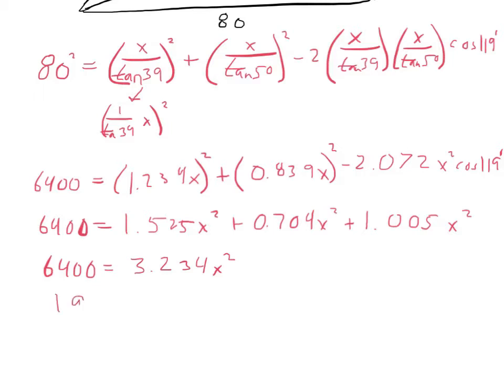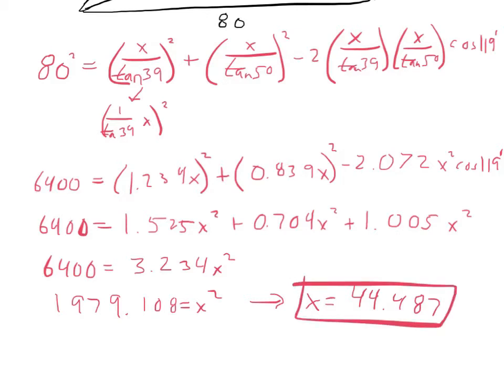So I can divide 6,400 by that 3.23 business. I got 1,979.108 equals x squared. And so when I square root and solve for x, I end up with 44.487 meters. And that's my answer.